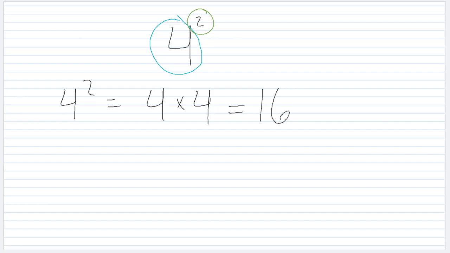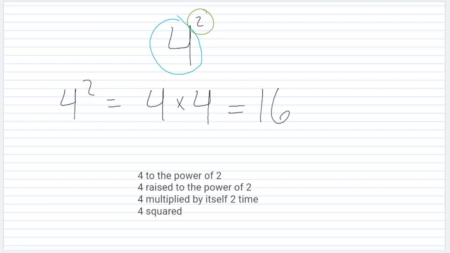Now, another way of saying an exponent of 2 is to say to the power of 2. There's actually a few ways we could say it. We could say 4 to the power of 2. We could say 4 raised to the power of 2. 4 multiplied by itself 2 times, that's the English way of saying it. Or 4 squared. And this is specific to when there's a 2 right there.